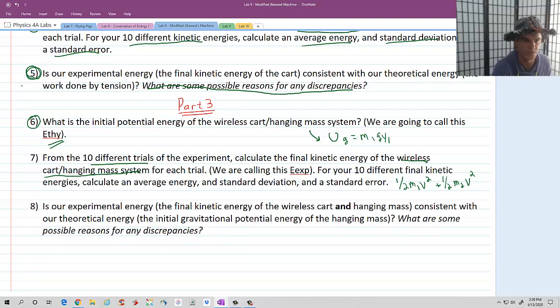And then finally, step 8, answering, is our theoretical energy consistent with our experimental energy? So you've got 10 different final kinetic energies. Take the average, the standard deviation, and the standard error. See whether our theoretical energy, which is the initial potential energy of the hanging mass, falls within 2 standard errors of our average energy. And again, finally answering what are some possible reasons for any discrepancy.